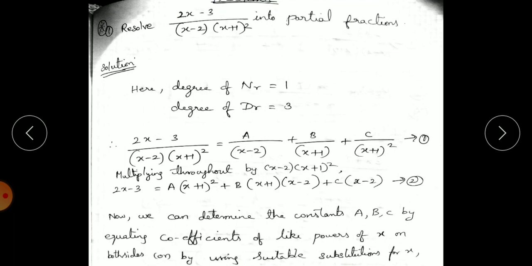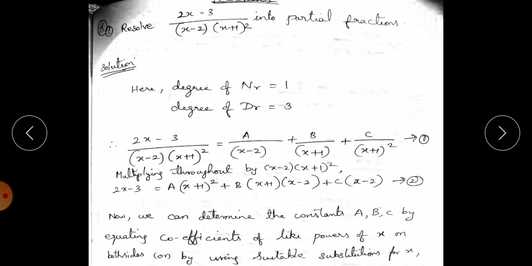If you split (x plus 1) the whole squared, x squared will come. Then there x is there. So 2 plus 1 is 3. So the degree is 3. Here 1 is lesser than 3, so it is a proper fraction. And see, it is a repeated factor. (x plus 1) is repeated 2 times. So we are going to the type 2 formula.